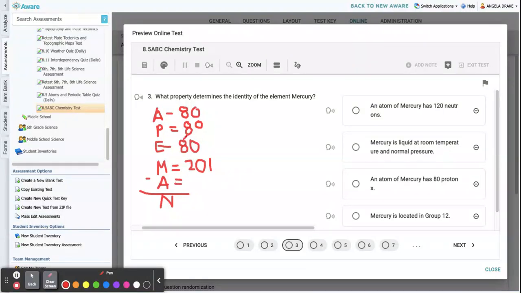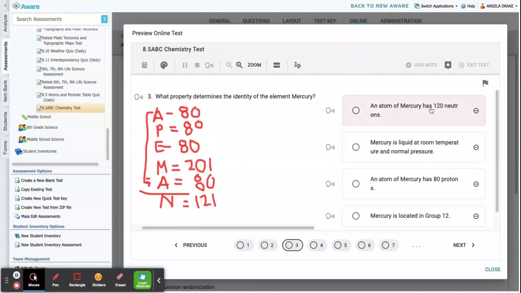And I already know, I'm just taking this A from up here, putting it down here. So you have a calculator up here. Use it so you don't make a silly mistake. But 201 minus 80 will give you 121. All right, so let's go through. It says an atom of mercury has 120 neutrons.